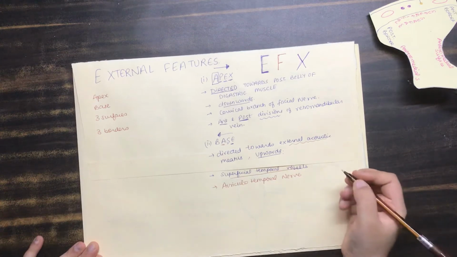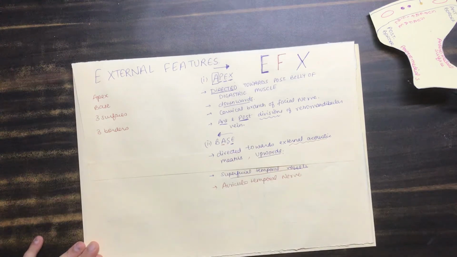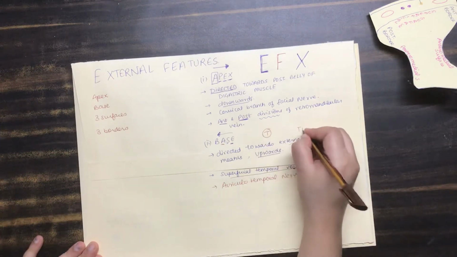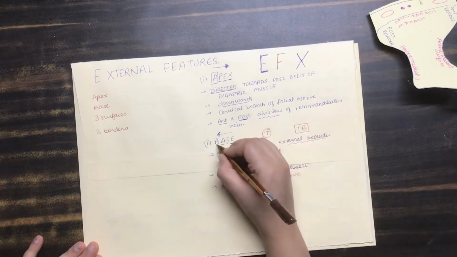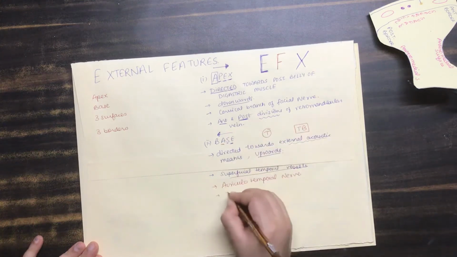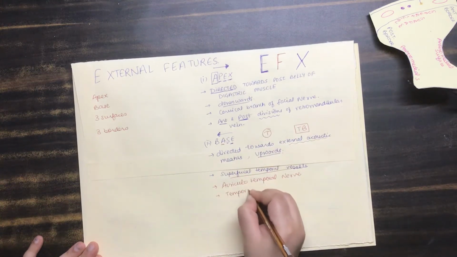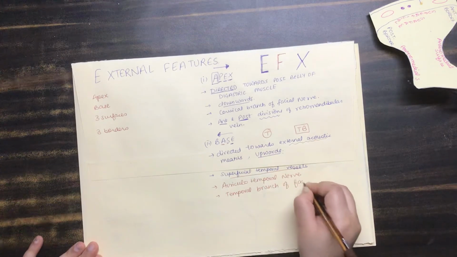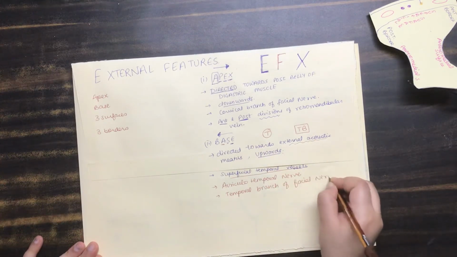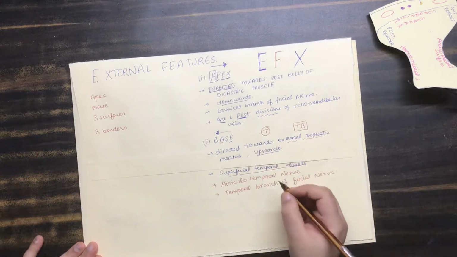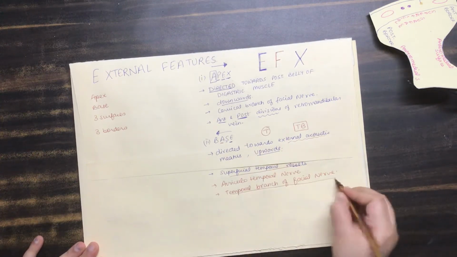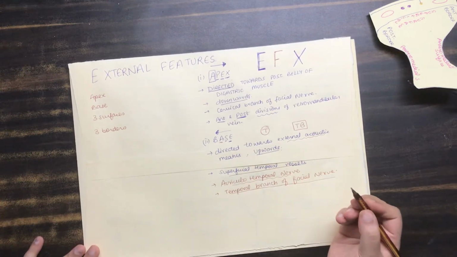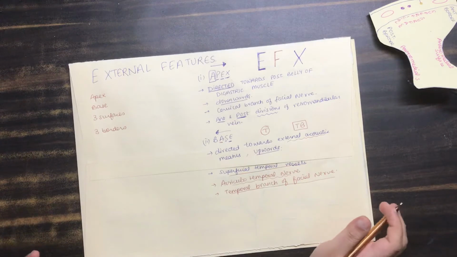Now here we don't use B, but if you convert B to T, like TB, you know tuberculosis is a very common disease, then you will get the temporal branch of the facial nerve. Again, you know this is the temporal region, so you will have the temporal branch of the facial nerve and the auriculotemporal nerve along with the superficial temporal vessels in this region. So these are the important 4 points for the base.